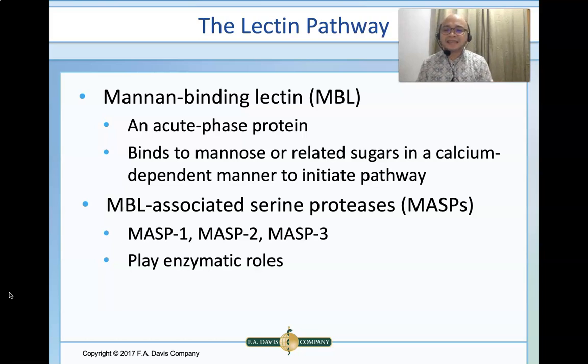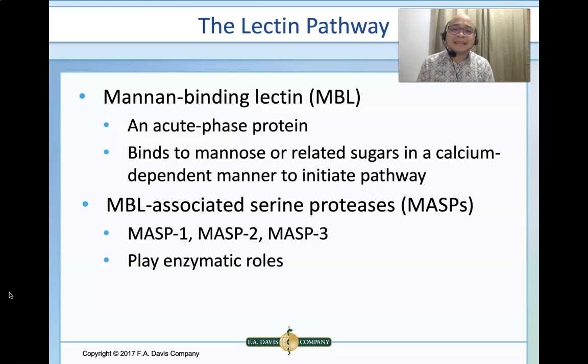So the lectin pathway, therefore, may involve proteins such as the MBL or the Mannan-binding lectin, which is an acute phase protein. So guys, remember, when we're talking about the acute phase proteins, these are actually being produced in response to inflammation, okay?